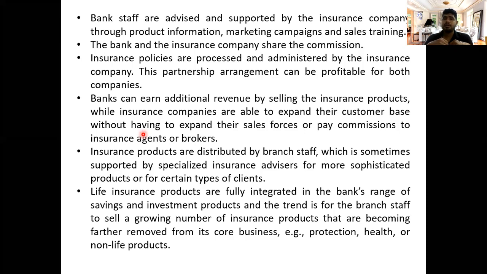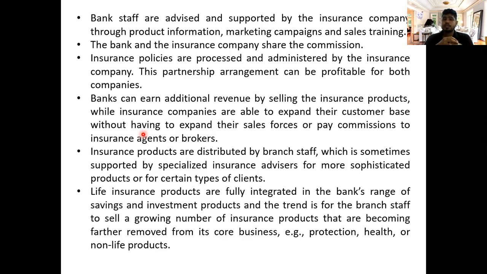The banks will work as an agent on behalf of the insurance companies. So therefore, the insurance company can reduce the huge cost, and also they can save commissions. Insurance products are distributed by the branch staff, which is sometimes supported by specialist insurance advisors for more sophisticated products or for certain types of clients, right?